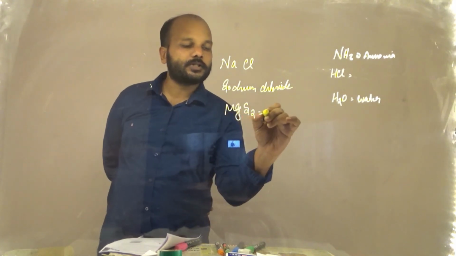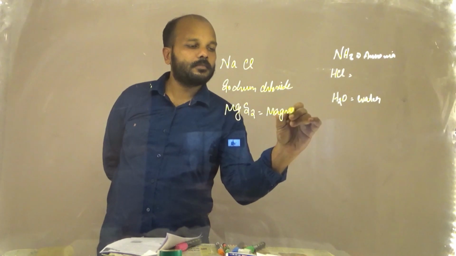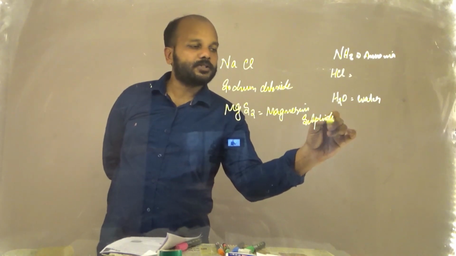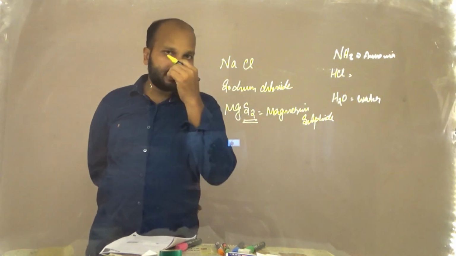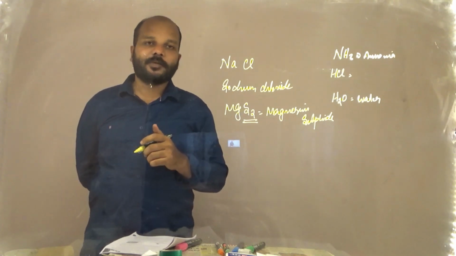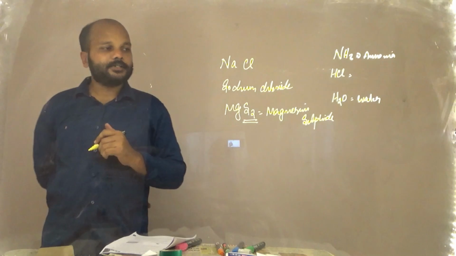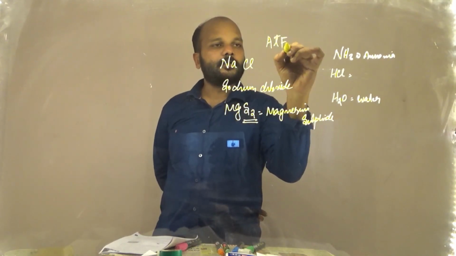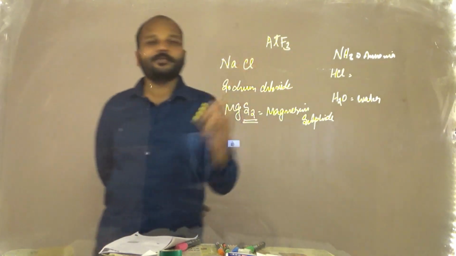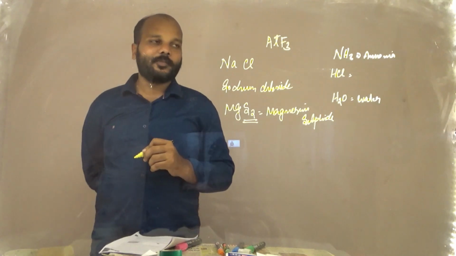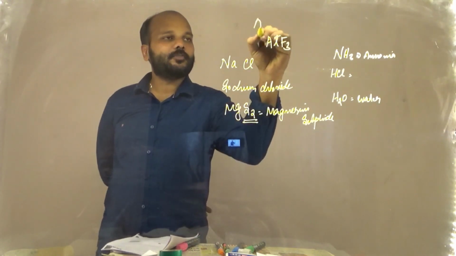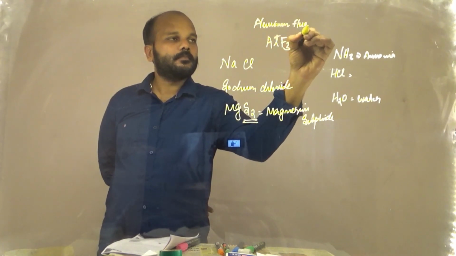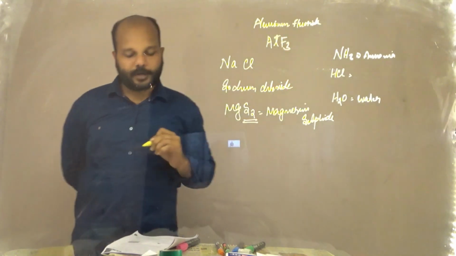Let it be another one, MgS. This is magnesium, and the non-metal in this is sulfur. Magnesium is the metal. So magnesium sulfide. And maybe now AlF3. Aluminium is the metal, and fluorine is the non-metal. So the name should be aluminium fluoride.